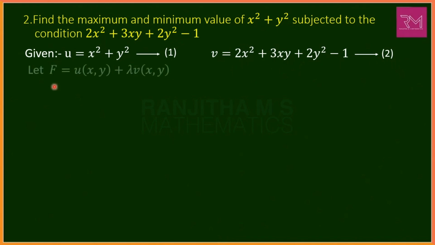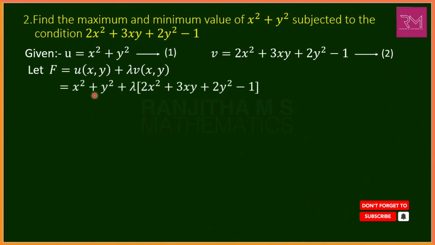What's the first step? We have to form the auxiliary equation, that is f is equal to u of, here we have the variables x and y, so we form the auxiliary function with respect to x and y only, that is f is equal to u of x comma y plus lambda into v of x comma y. Here u of x comma y is x square plus y square plus lambda into v of x comma y, which is 2x square plus 3xy plus 2y square minus 1. Next, we have to form the equations fx is equal to 0, fy is equal to 0.